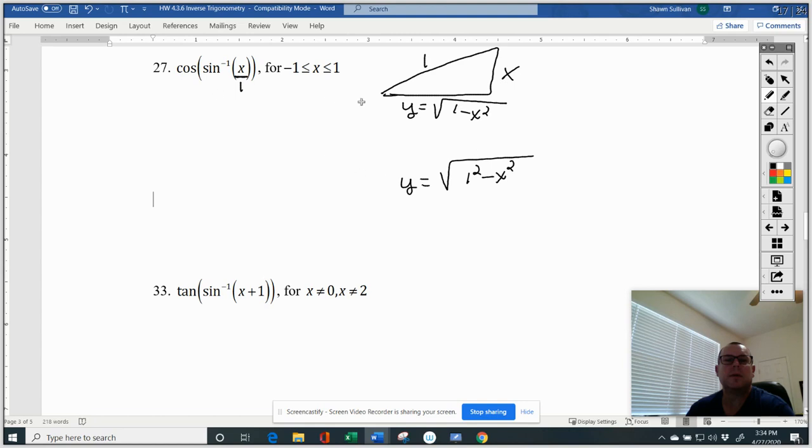Okay, so now, remember, it's this angle theta, cosine. So cosine of theta, cosine is adjacent over hypotenuse. I would call that the square root of 1 minus x squared. I wouldn't write it over 1. That's kind of redundant. There's no need to.